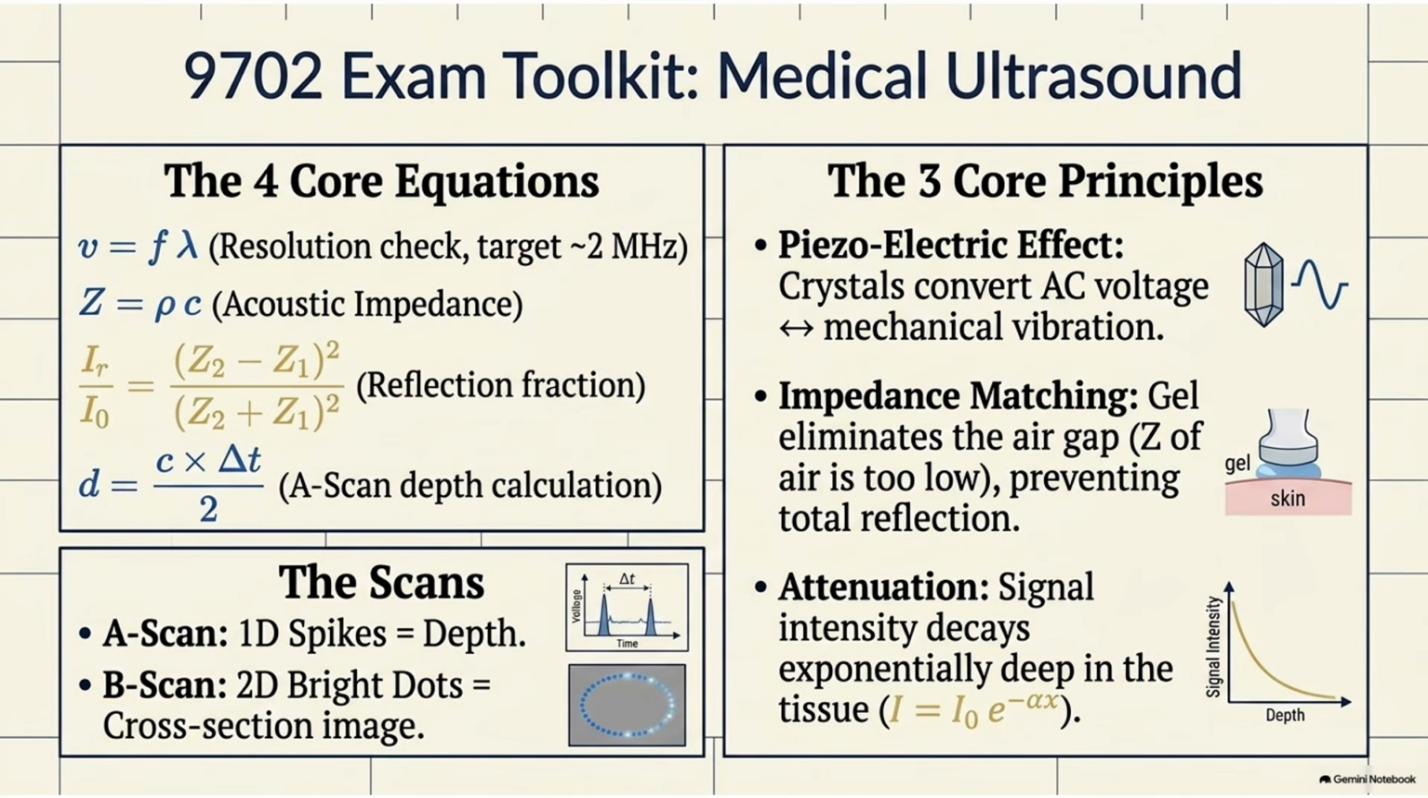Finally, remember the distinction between the two scans. A-scan: individual spikes represent depth and echo amplitude. B-scan: individual bright points are combined to produce a two-dimensional image. These ideas form the essential physics framework behind medical ultrasound.